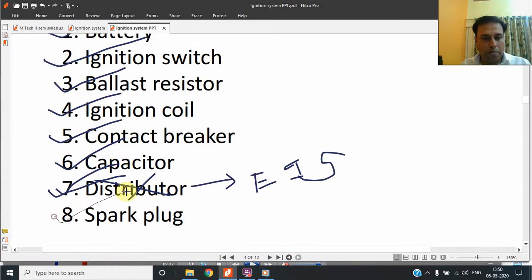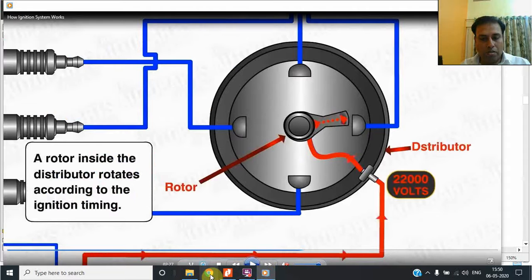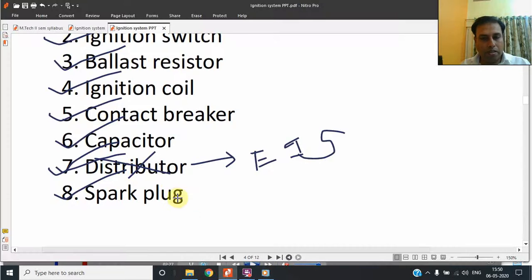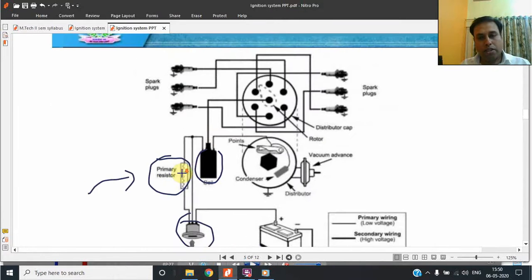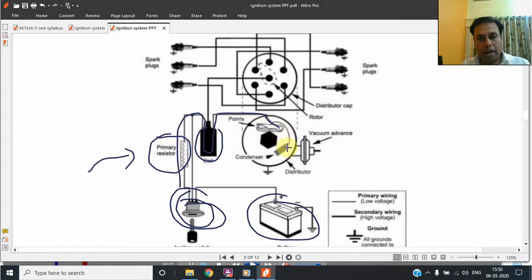And what else? The spark plug. The spark plug is the last thing, because the voltage is given directly to the individual cylinder. Now this is the complete assembly they have shown. The same things are there, the battery, the ignition switch, the resistor. The current goes to the primary coil, and the primary coil circuit is completed through a contact breaker mechanism, which is earthed.